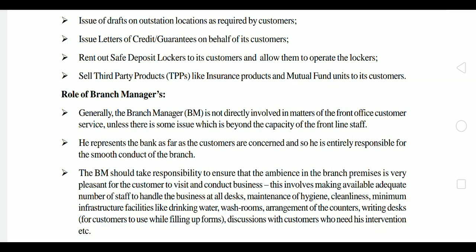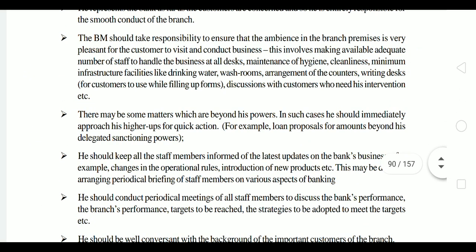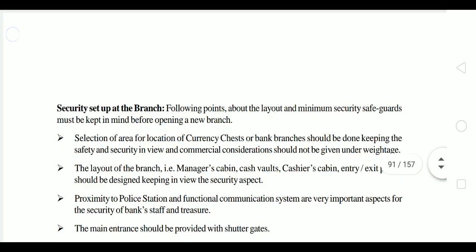Now in the next video we will be uploading about the role of a branch manager, and we will be uploading about the security setup at a branch.